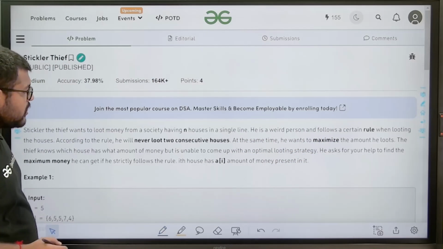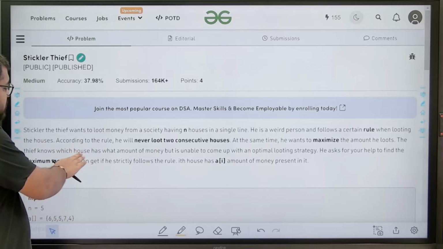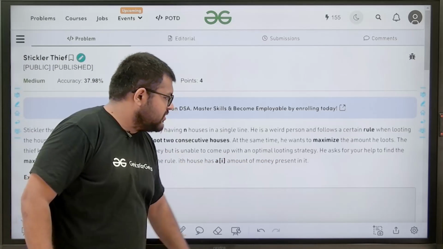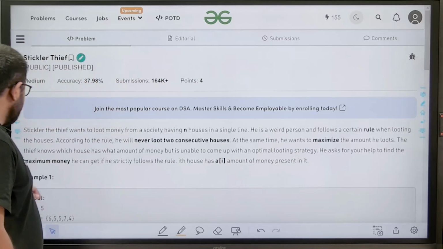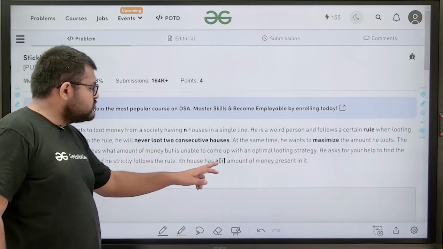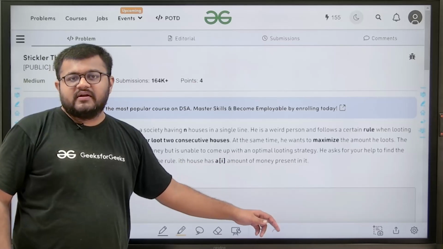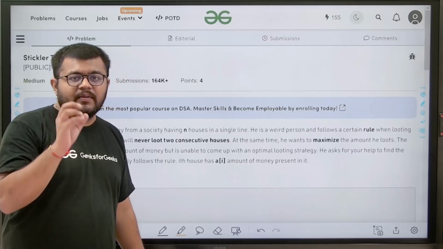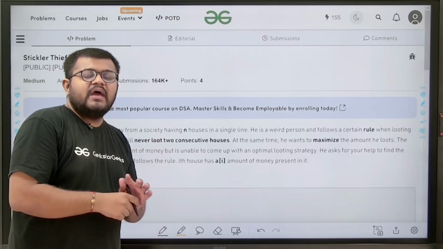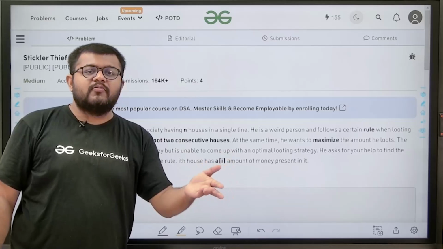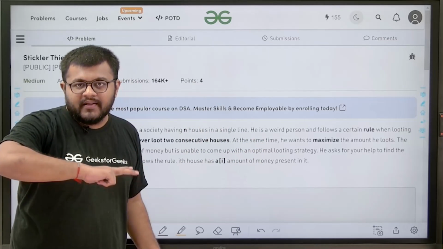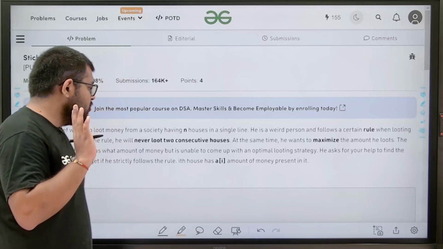The thief knows which house has what amount of money but is unable to come up with an optimal looting strategy. He asks for your help to find the maximum money he can get if he strictly follows the rules. The ith house has Ai amount of money present in it. So with the help of an array A, we are told what amount of money is present in which house, and we need to return the maximum amount of money the thief can loot among these n houses, keeping the rule in mind. That is, no two consecutive houses will be looted together.